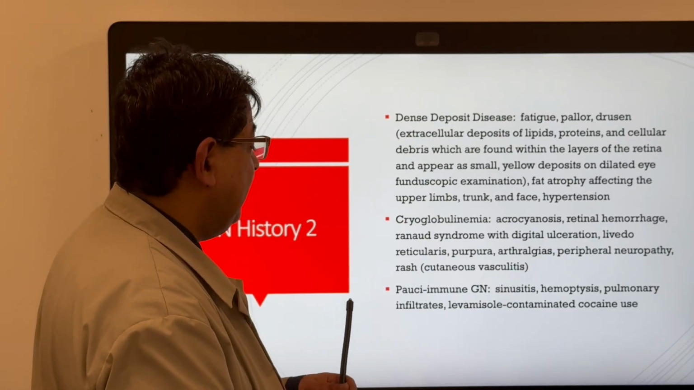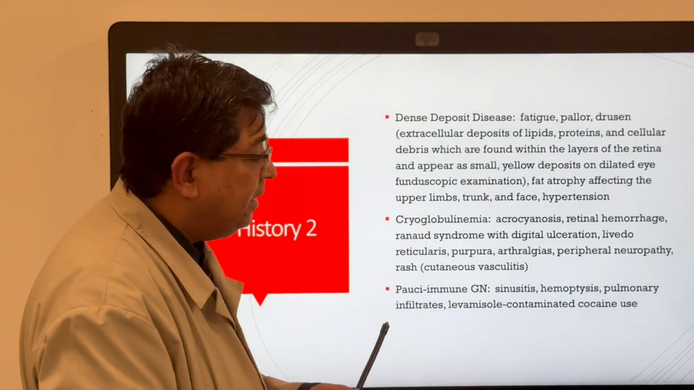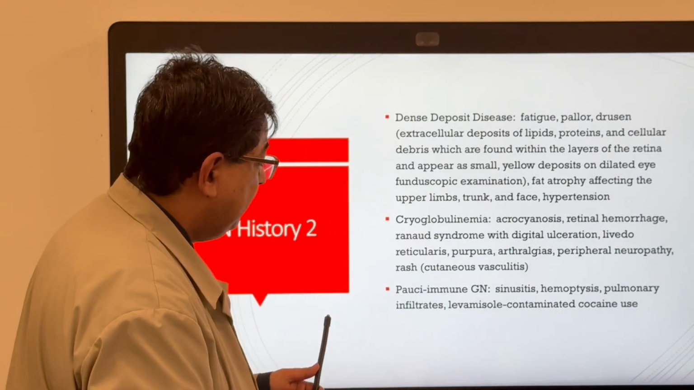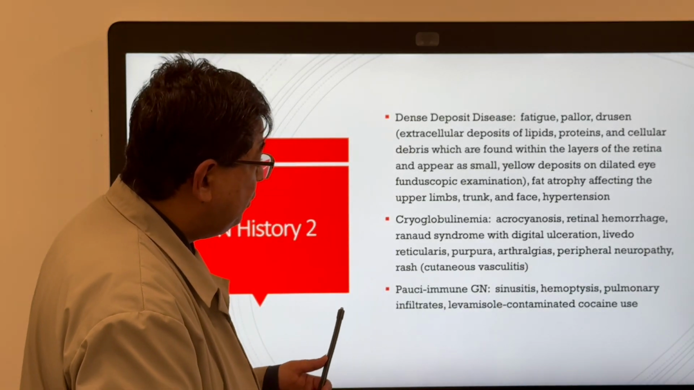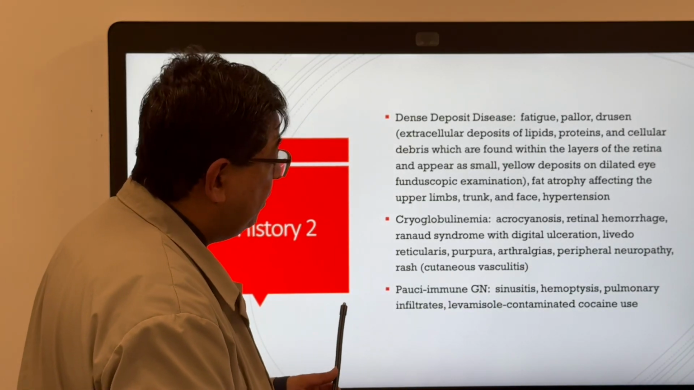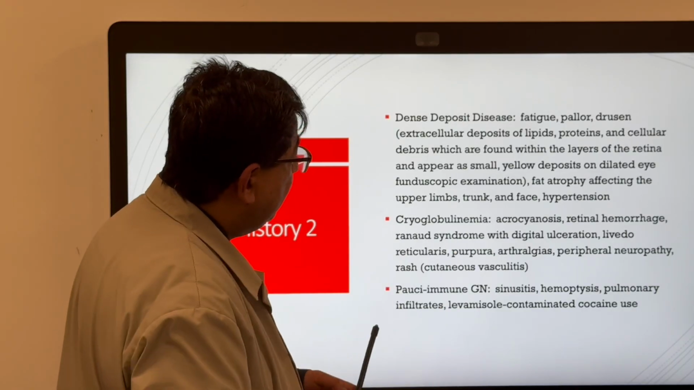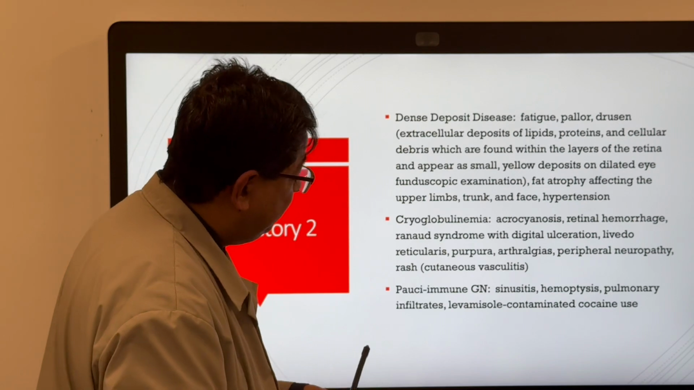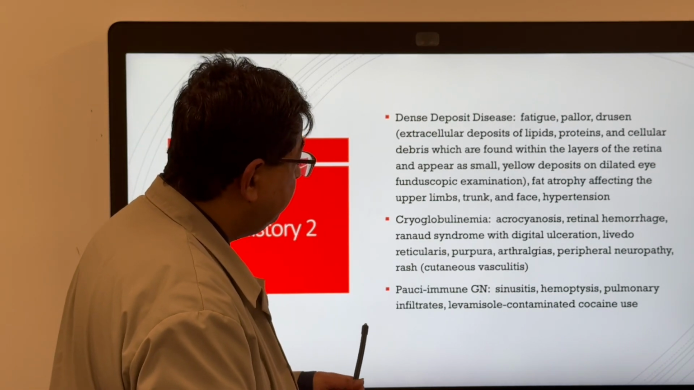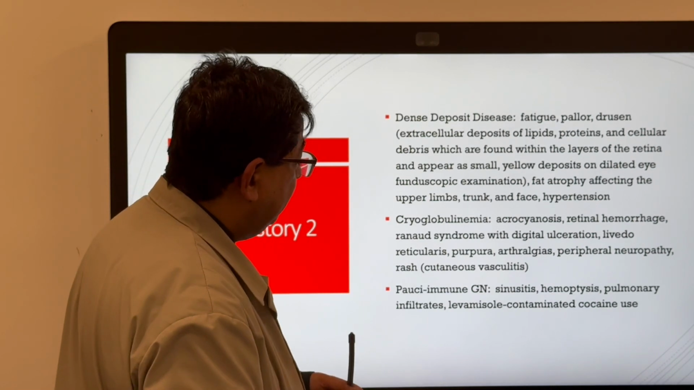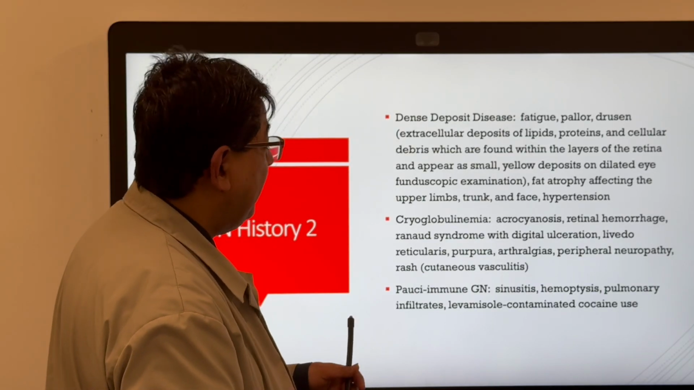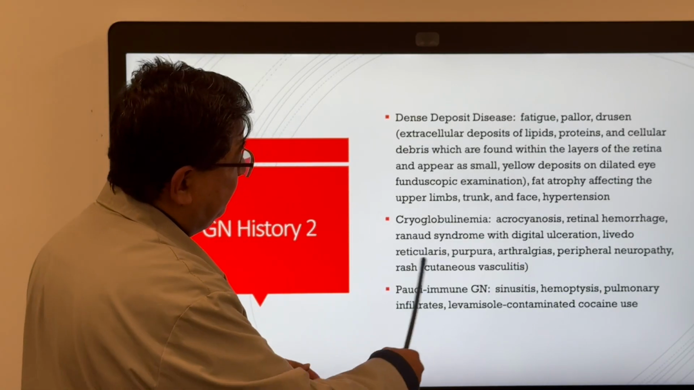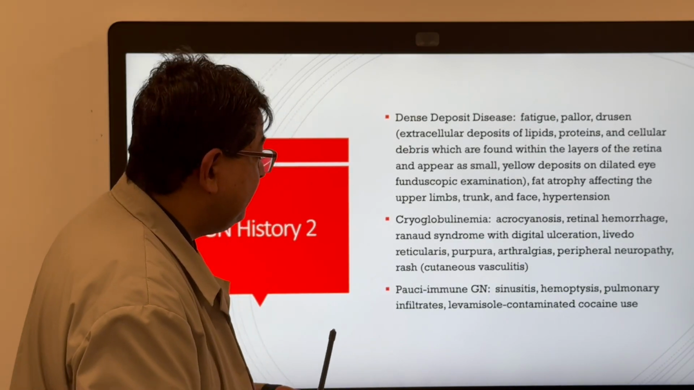Cryoglobulinemia implies that you have antibodies which are sensitive to temperature and which precipitate with lower temperatures, and this would cause Raynaud's syndrome, digital ulceration, livedo reticularis, which is a specific appearance on the skin, purpura, basically hemorrhages in the skin, arthralgias, and peripheral neuropathy, and rash, which would be basically a form of cutaneous vasculitis.